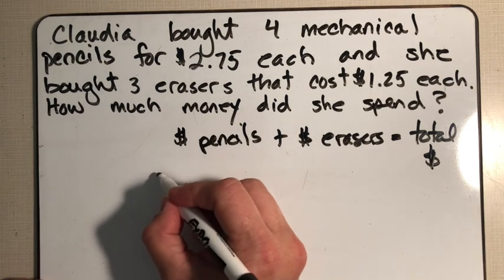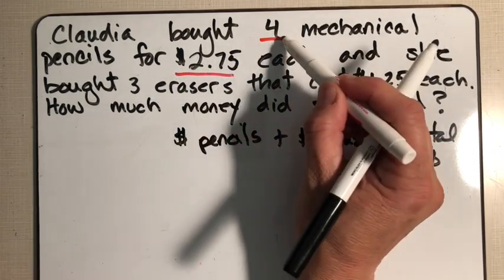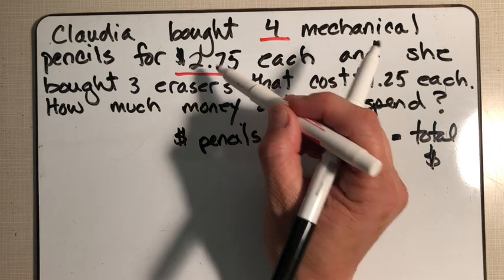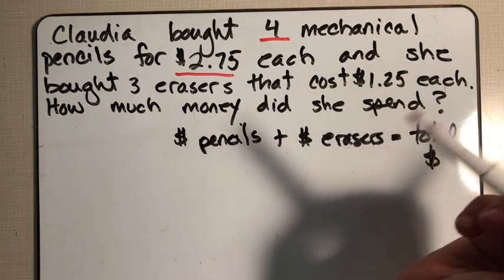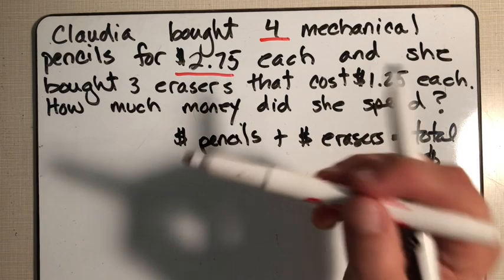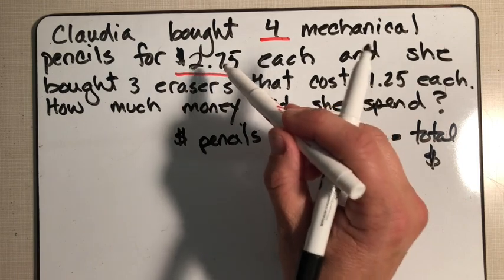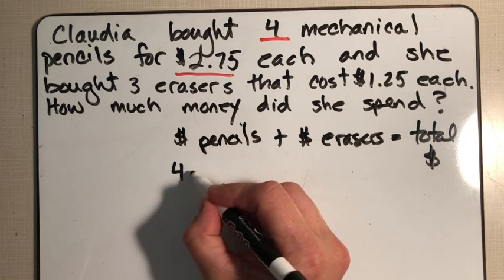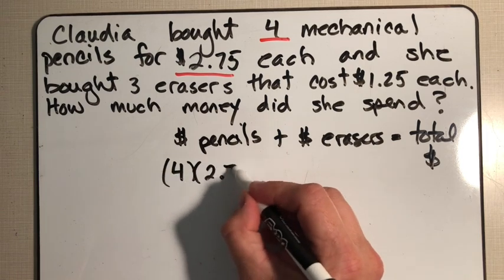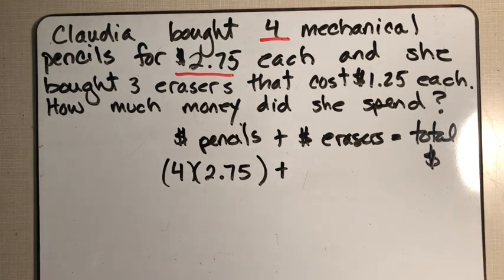So I know the pencils were $2.75 each, and I know that she bought 4 of them. So 4 mechanical pencils, each one cost $2.75. So the first pencil, $2.75. The second pencil, $2.75. The third pencil, $2.75. I'm using the same number over and over again. So that's 4 groups of $2.75. That's multiplication, right? When we have groups of, that's multiplication, when we're adding the same thing over and over again. So I'm going to have 4 times $2.75. All right, I'm going to add that to the total amount of money she spent on erasers.